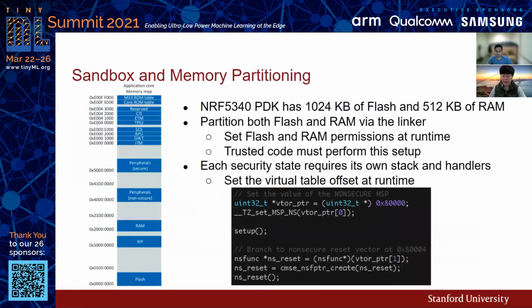The nRF has 1024 kilobytes of flash and 512 kilobytes of RAM that we partition via the linker. However, the permissions for flash and RAM are set at runtime by trusted code. Each security state must also have its own stack and handlers. And so trusted code must also set the vector table offset, also known as the VTOR, at runtime.